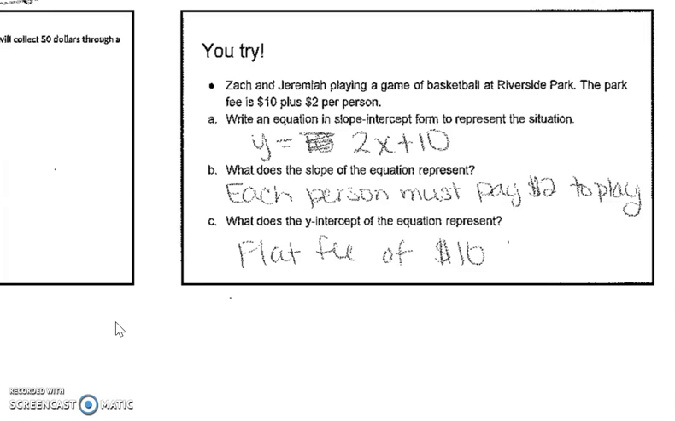What does the slope mean? Each person has to pay $2. What is the y-intercept? You have to start your payment, or the beginning of the payment is at $10.